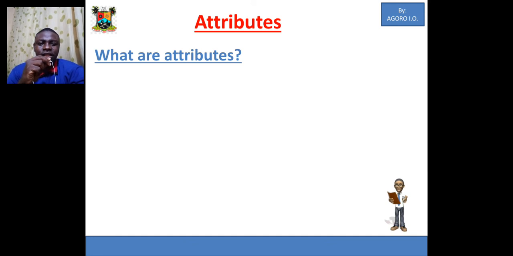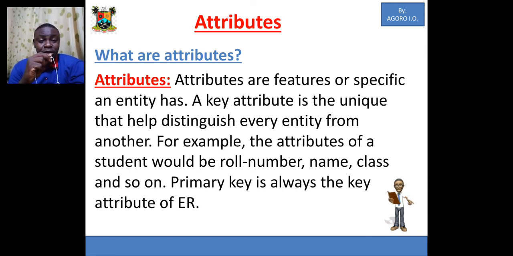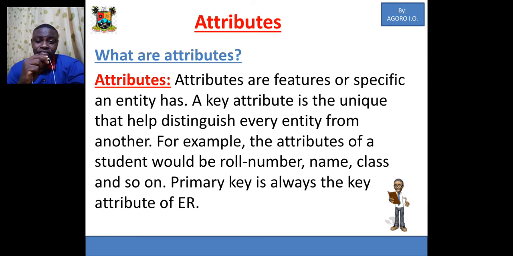What are attributes? Attributes are features or properties an entity has. A key attribute is the unique attribute that helps distinguish every entity from another. For example, the attributes of a student will be roll number, name, class, and so on. Primary key is always the key attribute of entity relationship model.